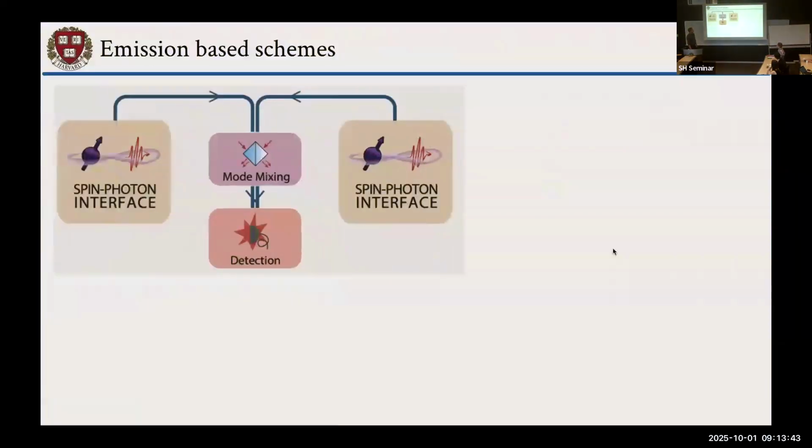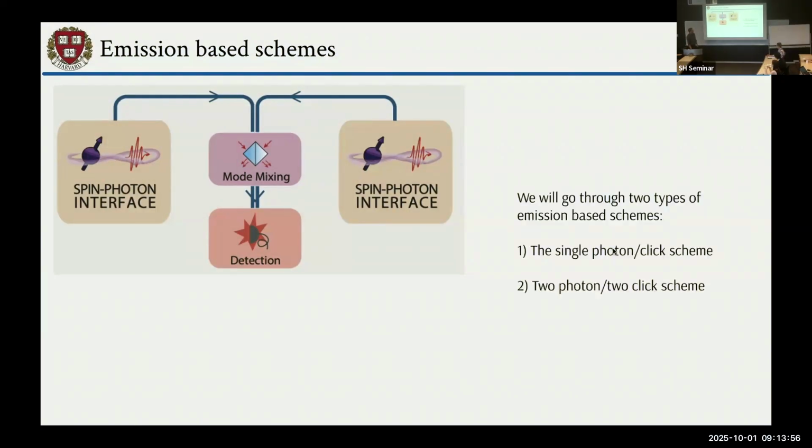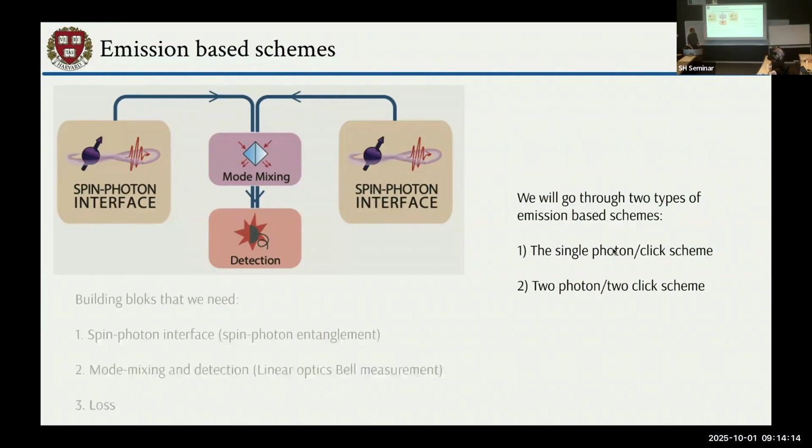Okay, so emission-based schemes, at a high level like this: we have a spin that gets entangled with a photon. Then we send that photon to a mode mixing device, a beam splitter, for example, and we detect it to get entanglement between the spins. The thing that we're going to go through is the so-called single photon or single click scheme that you might be familiar with, and also the 2 photon/2 click schemes, which are the most commonly used schemes that you see in experiments. And in some of the experimental results that I showed before, this is exactly what they use.